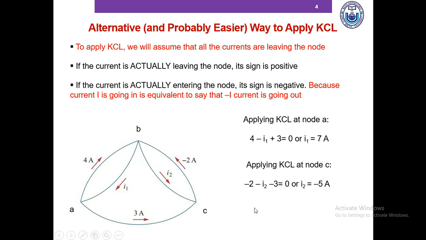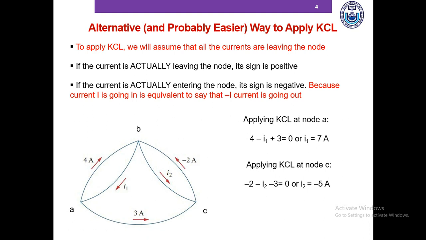Note that the number of branches connected to the node is equal to the number of terms in the KCL. For instance, here for node C, you have 3 branches connected to the node C. This one, and this one. You have one term corresponding to each of the branch on the left-hand side of the KCL. So this is also another point to note.